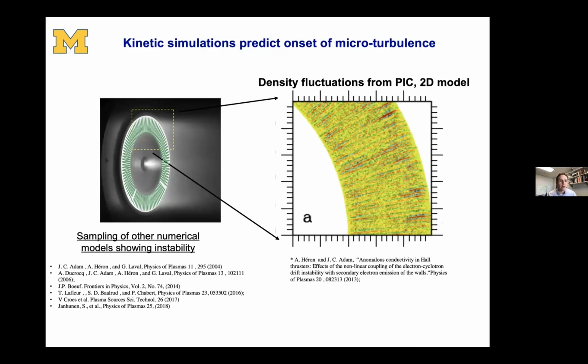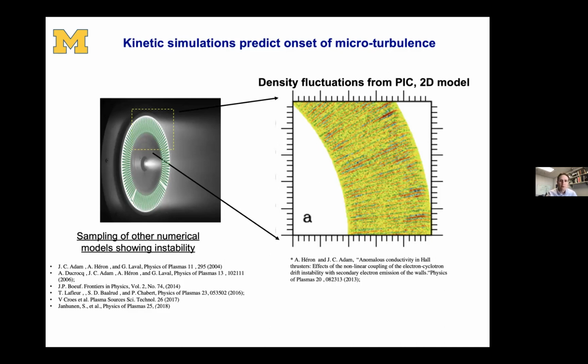So the first question was largely addressed through numerical simulations. And this is actually what kicked off a renaissance in looking at transport, in my view, in Hall effect thrusters in the early 2000s, which was this paper by Adam and Jorns, who did a two-dimensional PIC simulation for a reduced dimensional perspective of a Hall effect thruster. That's what's shown here on the right-hand side.